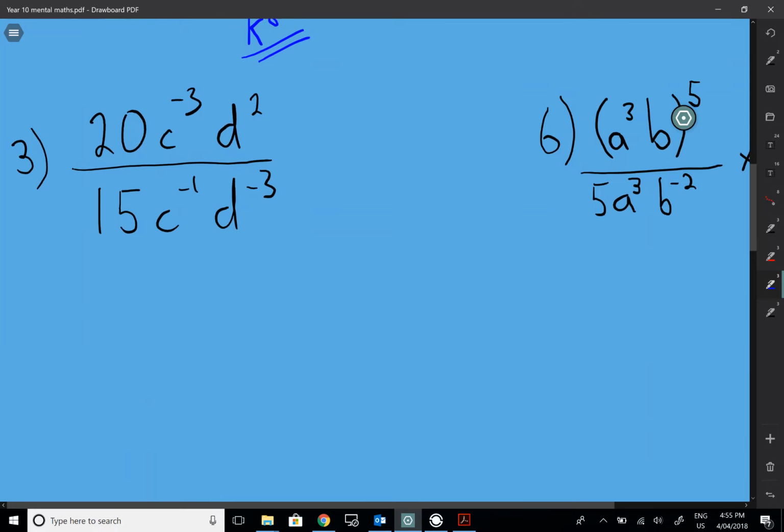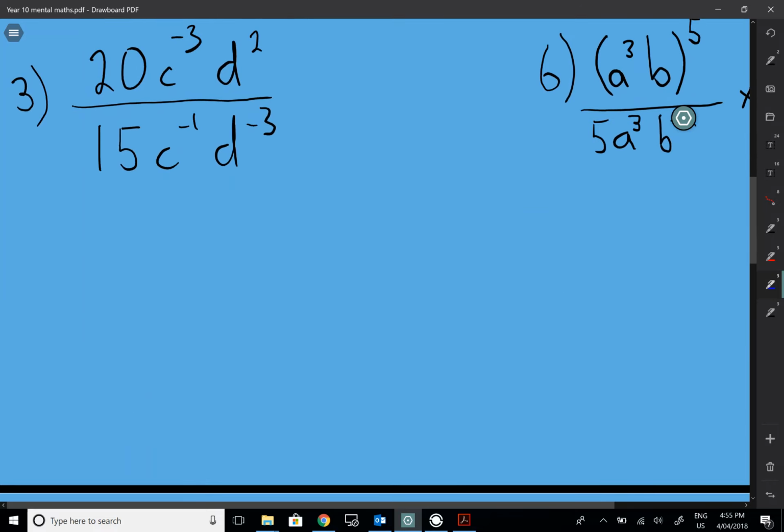Next, I'm going to look at number 3. This one's starting to get a little bit trickier. What we need to do here is I need to just straight away start simplifying these. Now with this one, what I want you to do, split it up into its numbers. So first of all, our numbers, we have 20 and 15. What I can do then is I can go times by c negative 3 over c negative 1 times by d squared over d negative 3.